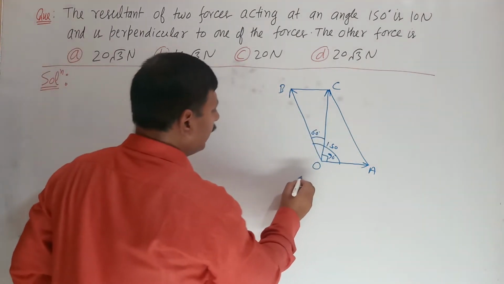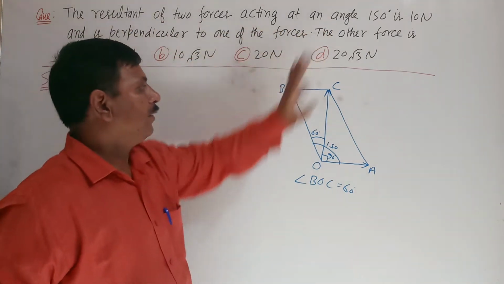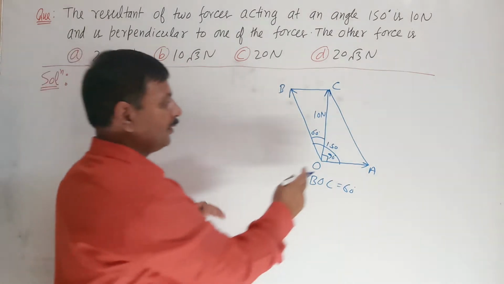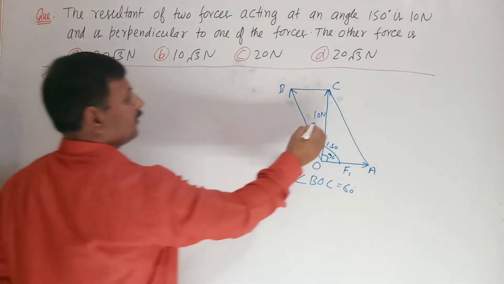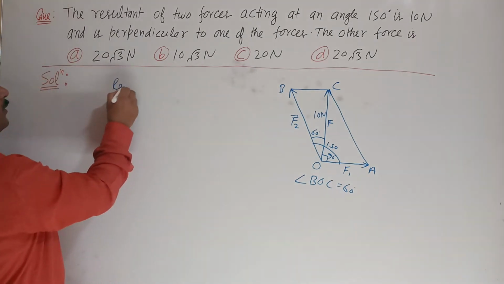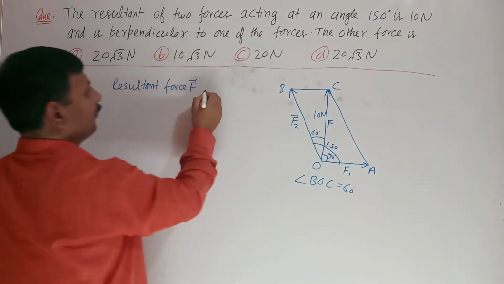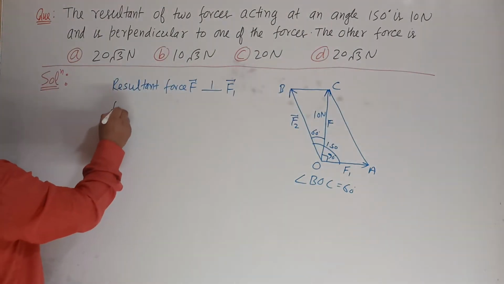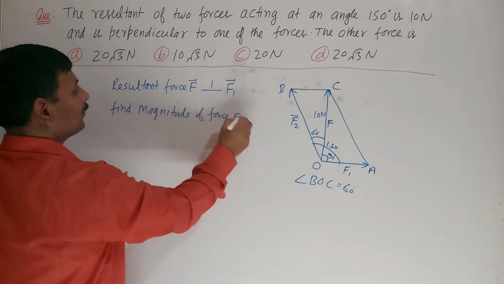So see here, angle BOC is equal to how much? 60 degree. Okay. So resultant of two forces, the resultant they have given 10 Newton, so this is 10 Newton. What they are asking, it is perpendicular to one of the forces. Okay. So this resultant is perpendicular to the force. So suppose this force is F1. Suppose this is F resultant, two forces F1 and F2. So the resultant force F is perpendicular to one of the forces, F1. What we have to find is the other force. So we have to find the magnitude of force F2.